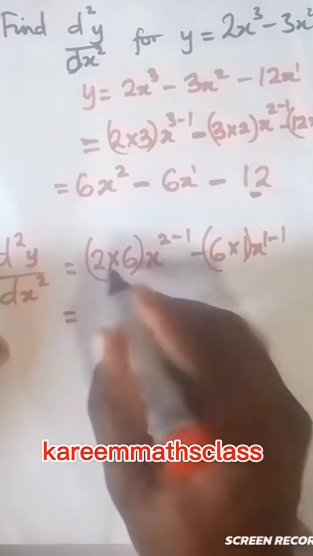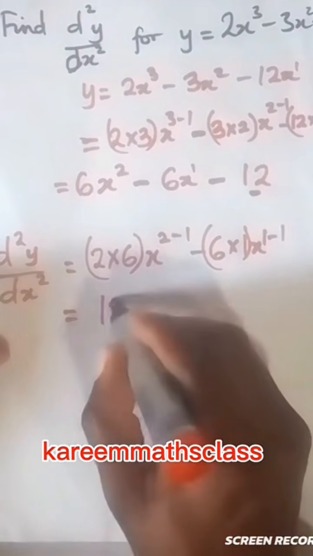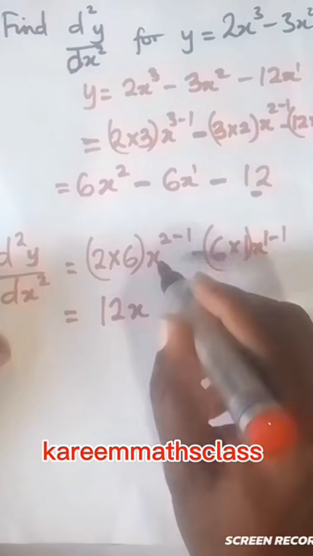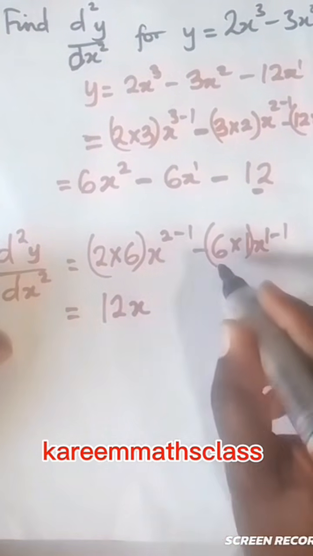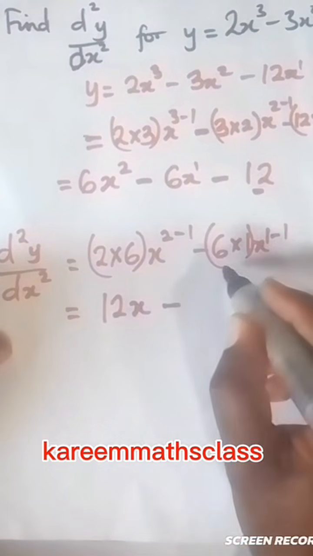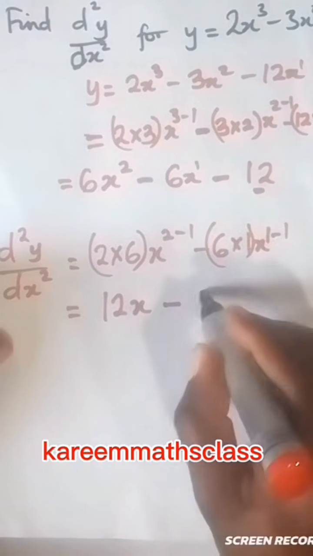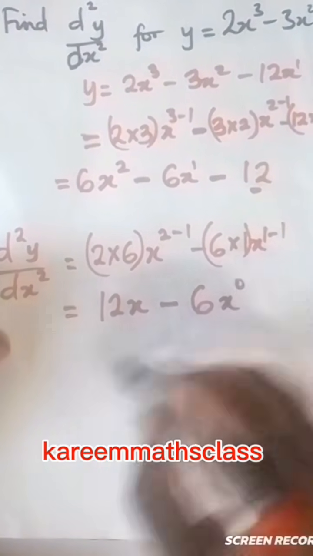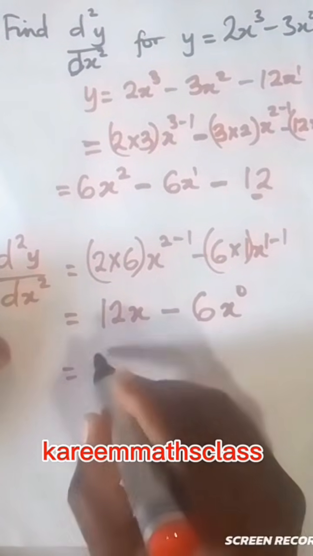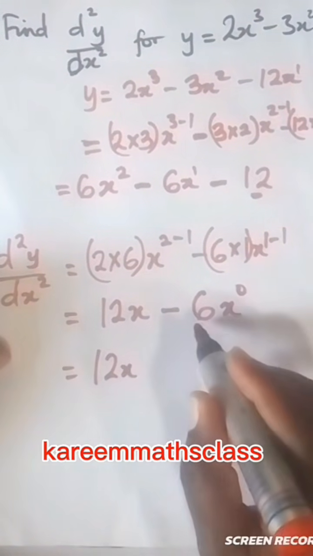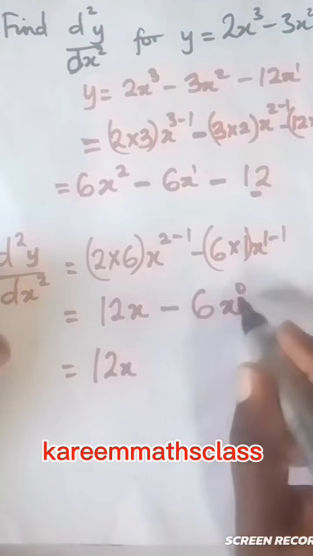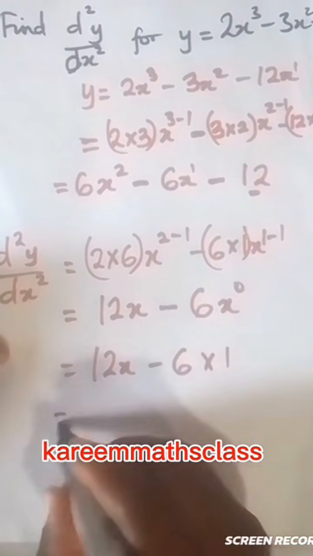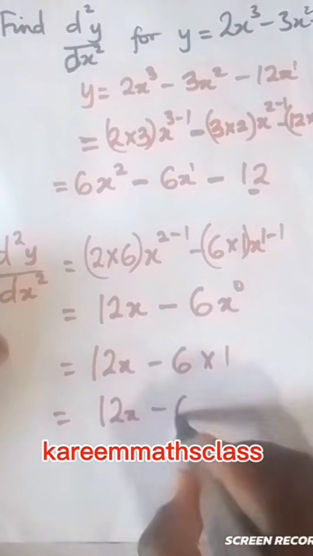So what we have left is 2 times 6, which will give us 12. x raised to the power 2 minus 1 will give us x raised to the power 1. So that's what we get, 12x. Minus 6 times 1 will still give us 6. x raised to the power 1 minus 1 will give us x raised to the power 0. So 6 times x raised to the power 0 simply means minus 6, since x raised to the power 0 means 1. So your final answer is 12x minus 6.